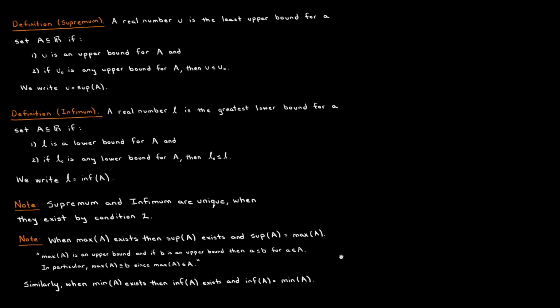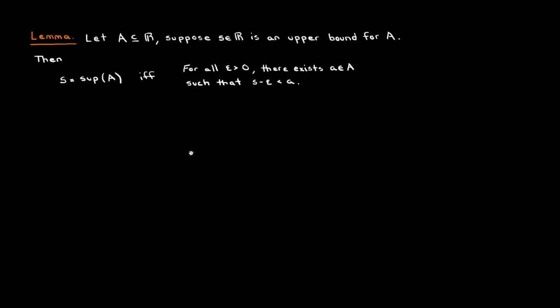Another thing I would like to mention here is that we saw that when the maximum and minimum exist, then both the supremum and infimum exist, and they're equal to the maximum and minimum. However, if the supremum or infimum exist, then that does not necessarily guarantee that the maximum or the minimum exist. They may or may not exist. Let's finish this video off by proving the following lemma, which is a very nice characterization of the supremum.